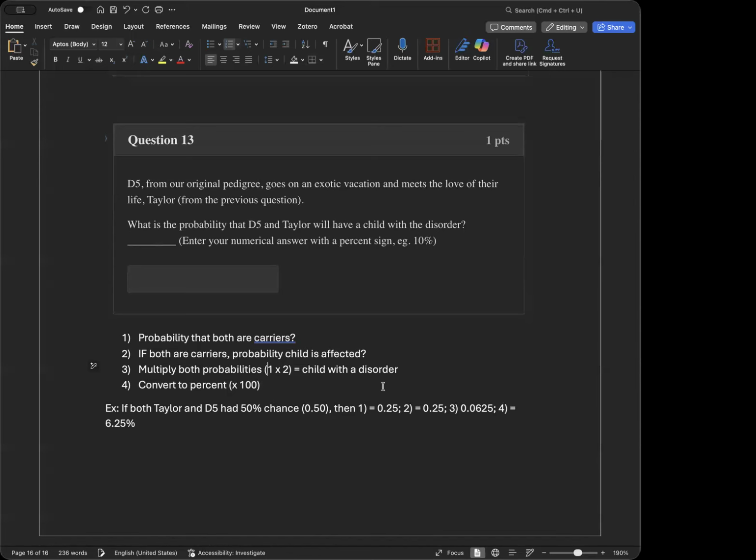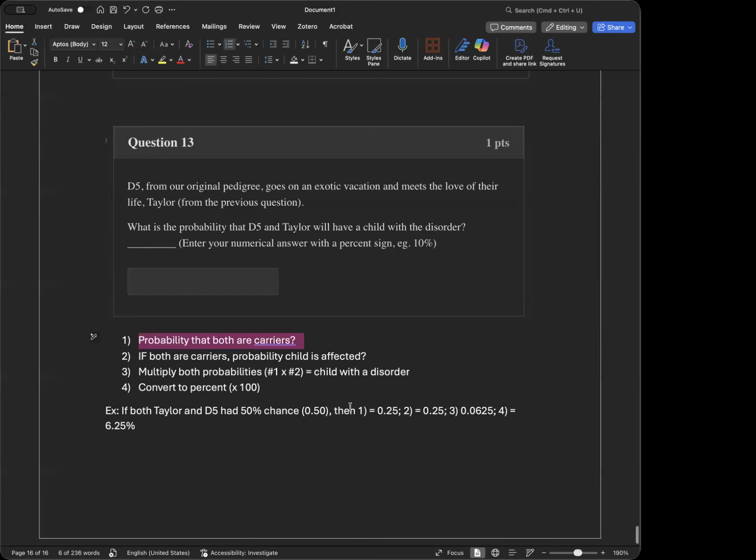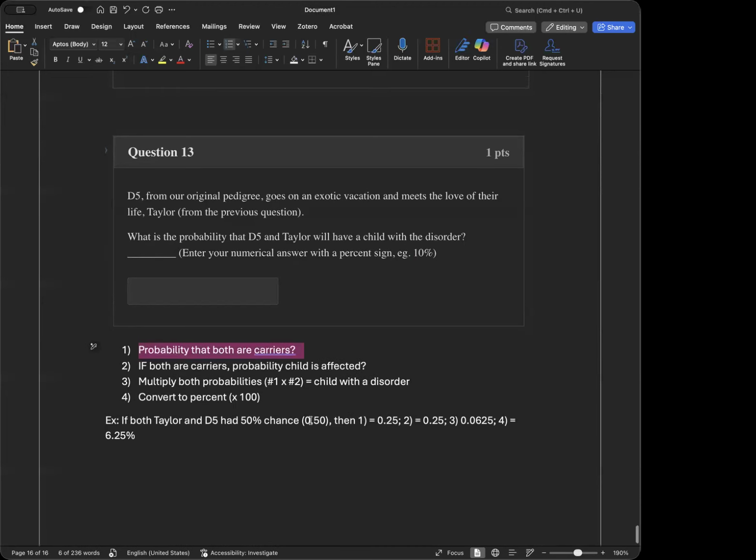So, for example, if Taylor and D5 both have a 50% chance of being a carrier, so that's 0.50, then number one, the probability that both are carriers, is going to be 0.5 times 0.5. So that equals 0.25. Okay.